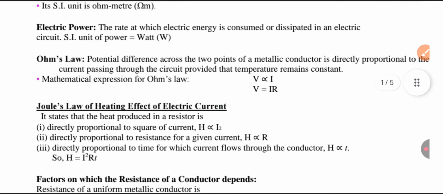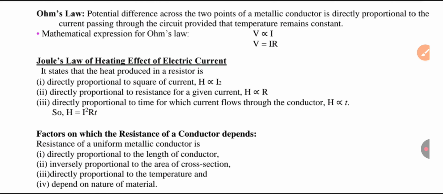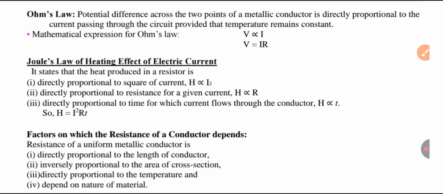Electric power is the rate at which electric energy is consumed or dissipated in an electric circuit. SI unit is watt. Ohm's law: potential difference across the 2 points of a metallic conductor is directly proportional to the current passing through the circuit, provided that temperature remains constant. So the mathematical expression for Ohm's law is V directly proportional to I, that is V is equal to IR.